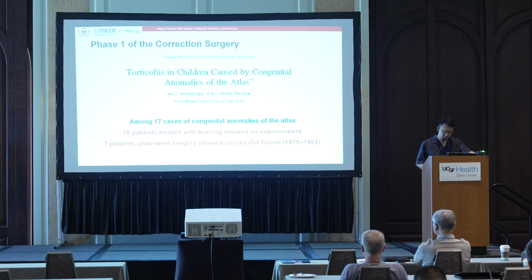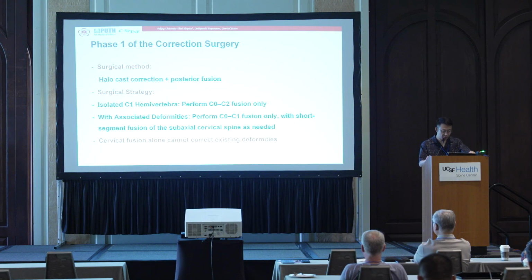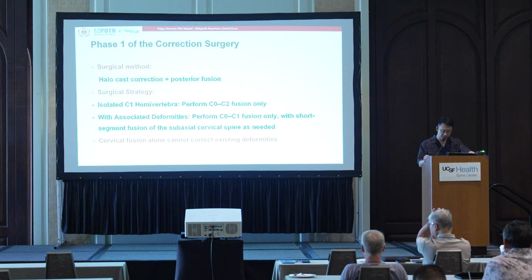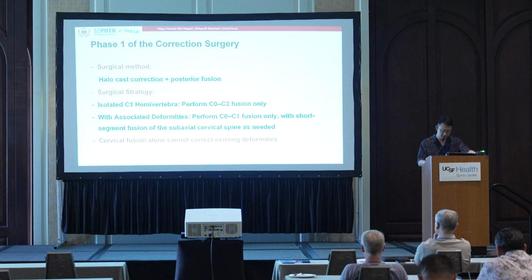All of them achieved successful fusion. The surgical method described involved halo cast correction followed by posterior fusion. The surgical strategy varied depending on the deformity pattern. For isolated C1 hemivertebra, C0 to C2 fusion was performed. In cases with associated deformities, C0 to C1 fusion was combined with a short segment fusion of the subaxial cervical spine as needed. However, it is important to note that cervical fusion alone cannot correct pre-existing deformities.